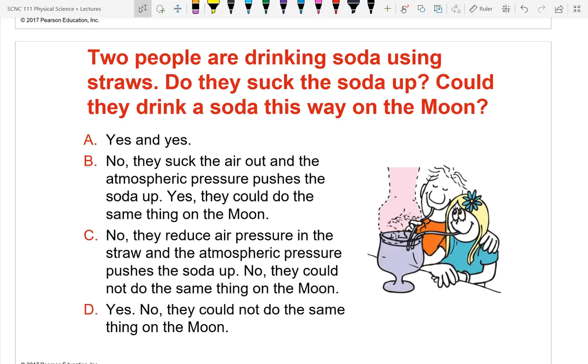And so when you're drinking with a straw, you lower the pressure on top, and atmospheric pressure pushes the fluid into you. So you really can't suck anything with a straw. All you can do is lower the pressure, and then atmospheric pressure pushes it into you. So if you were on the moon that has no air pressure, what would happen if you tried to drink with a straw? It wouldn't work because you don't have the air pressure to push it into you.